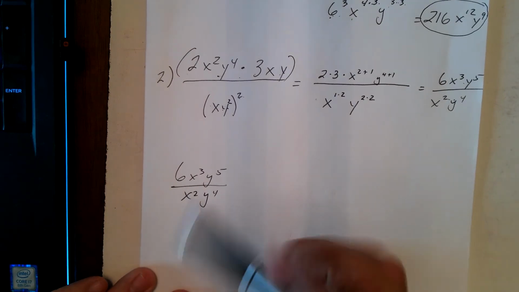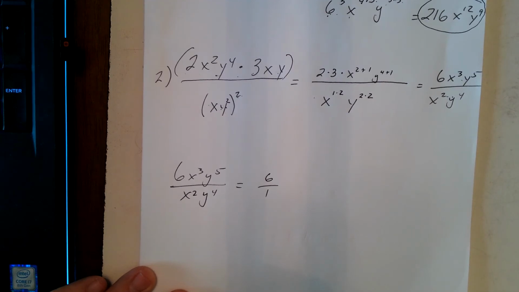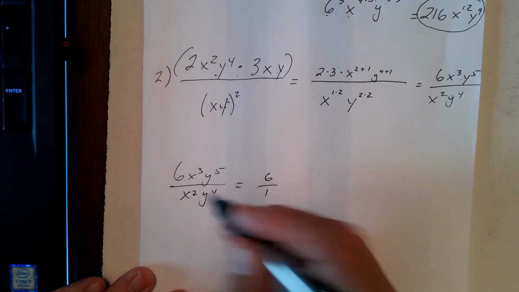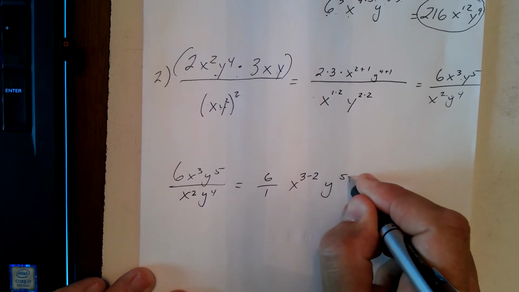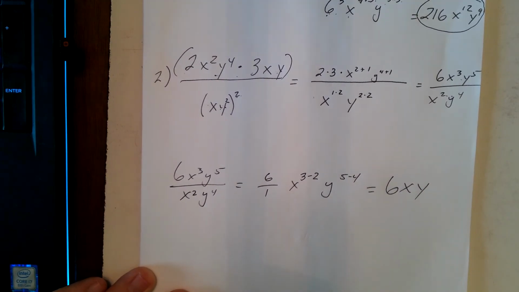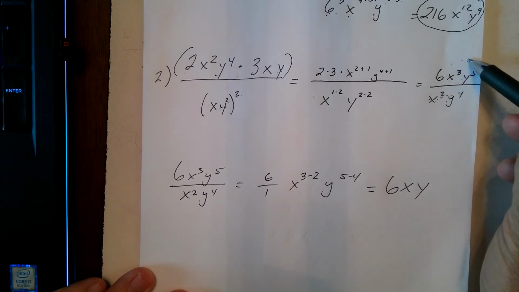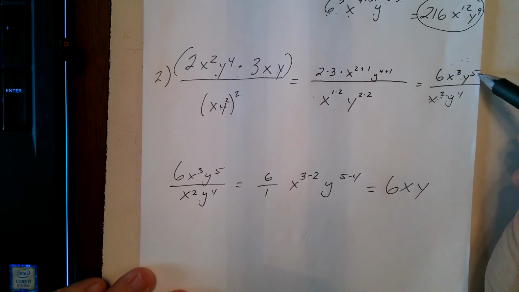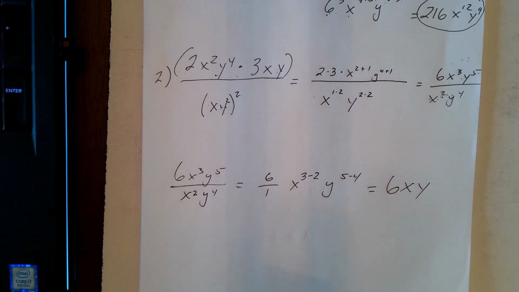And we know now that it is going to be 6 divided by 1, which is just 6. And we can now subtract: x to the 3 minus 2, y to the 5 minus 4, which simplifies down to 6xy. And you can see here that if you had 3 x's up here, 2 would cancel out and you'd have 1 left. If you had 5 y's on the top multiplied together and 4 on the bottom, 4 of them would cancel out. We're just left with 1 on the top. So that's basically it.